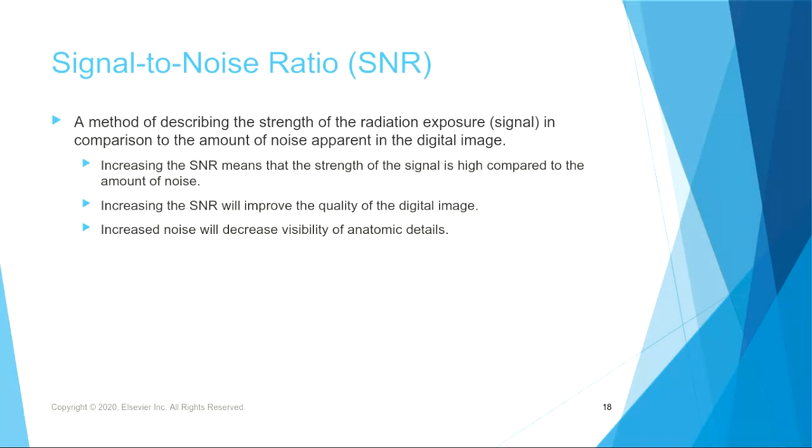They also talk about, with regard to distortion, things that cause distortion or take away from your spatial resolution. You have your scatter so far, we've talked about our quantum noise. You also have what's called your signal to noise ratio. All right, and your signal to noise ratio is a way to describe the strength of radiation exposure, or the signal, in comparison to the amount of noise that's apparent in the image.